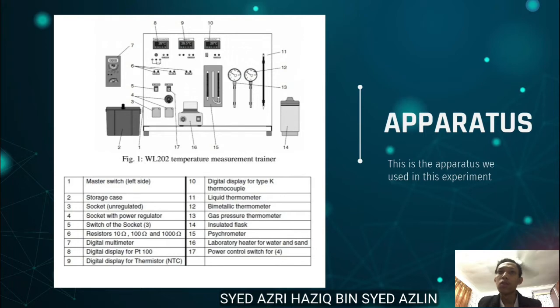Next is the apparatus for the temperature measurement experiment. There are 17 apparatus in this experiment, which are master switch, storage case, unregulated socket, socket with power regulator, switch of the socket which contains three things, resistors, three types of resistor which are 10 ohm, 100 ohm and 1000 ohm, digital multimeter, digital display for PT100, digital display for thermistor and TC, digital display for type K thermocouple, liquid thermometer, bimetallic thermometer, gas pressure thermometer, insulator flux, psychrometer, laboratory heater for water and sand, and the last one is power control for switch 4.